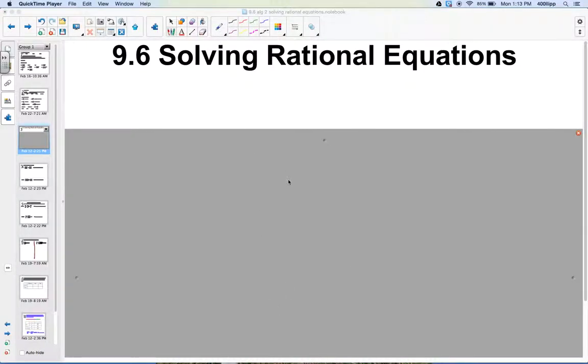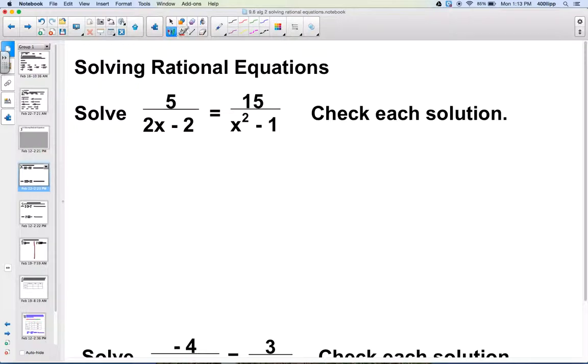Okay, today we're going over 9.6, solving rational equations. So let's start off by looking at a rational equation that's going to have a fraction equal to a fraction. If this is the case, what we're going to do is cross multiply here.